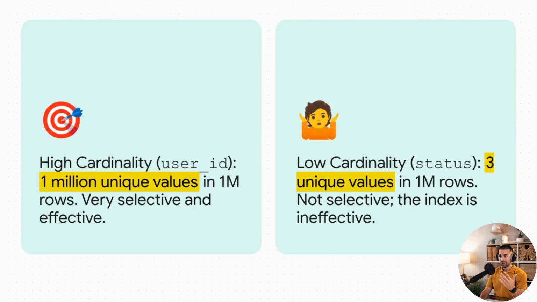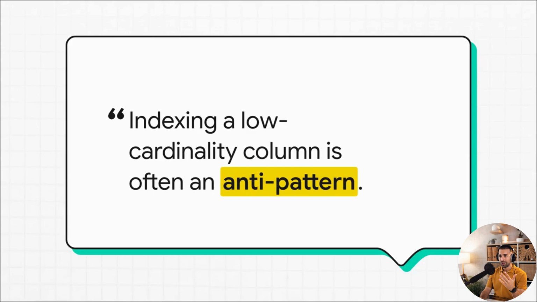An index on user ID is amazing. It's super selective. It can find one specific row out of a million instantly. But an index on status? If you search for all the shipped orders, you might get back 300,000 rows. The index barely helps the database narrow things down at all. And that's exactly why this is so often called an anti-pattern.